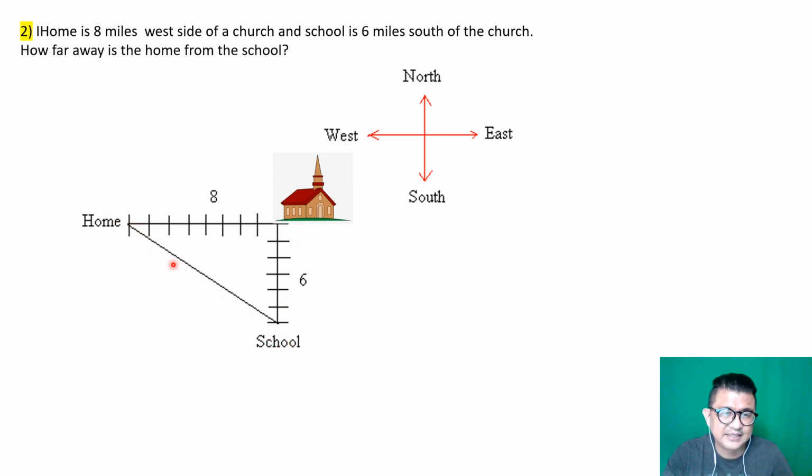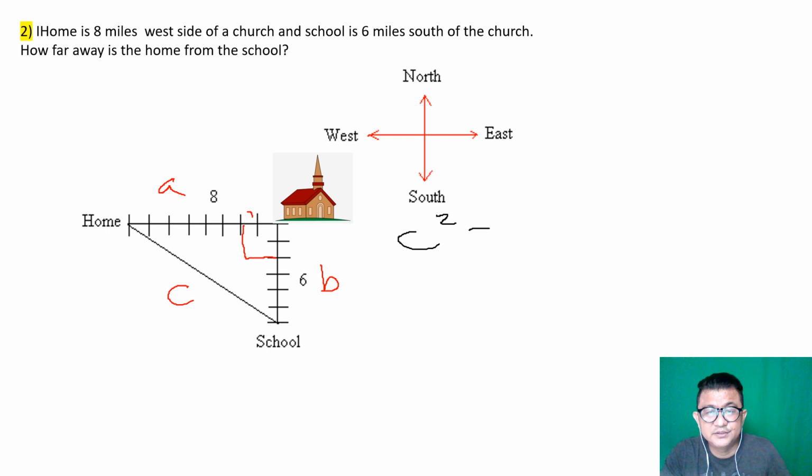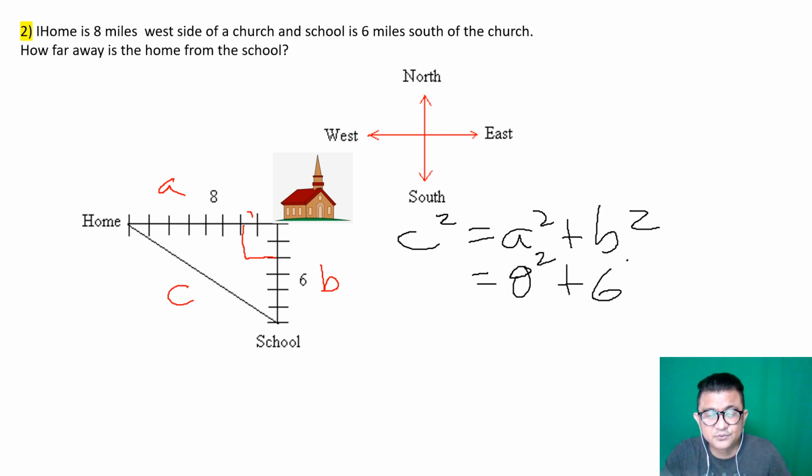You call that the diagonal, okay? So what does diagonal look like? It looks like the hypotenuse, because that's the right triangle, so that is C. So you will be my A or my B. Again, always start with writing the formula. C squared equals A squared plus B squared. Then substitute or plug it in. The A is 8 squared, the B is 6 squared.